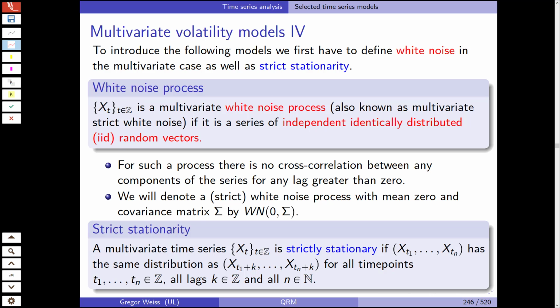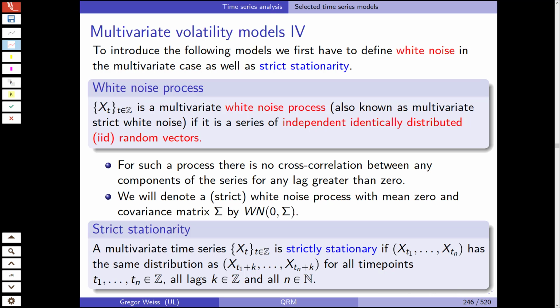And because of this, the cross-correlation between any components of the series for any lag greater than zero is zero. For lag zero, obviously, we have the variances. They can be non-zero because otherwise we wouldn't have a random vector. But for any lag greater than zero, like 1, 2, 3, and so on, because of the stochastic independence we assume for this white noise process, those cross correlations are zero. And we will denote a strict white noise process with mean zero and covariance matrix sigma by WN(0, sigma).